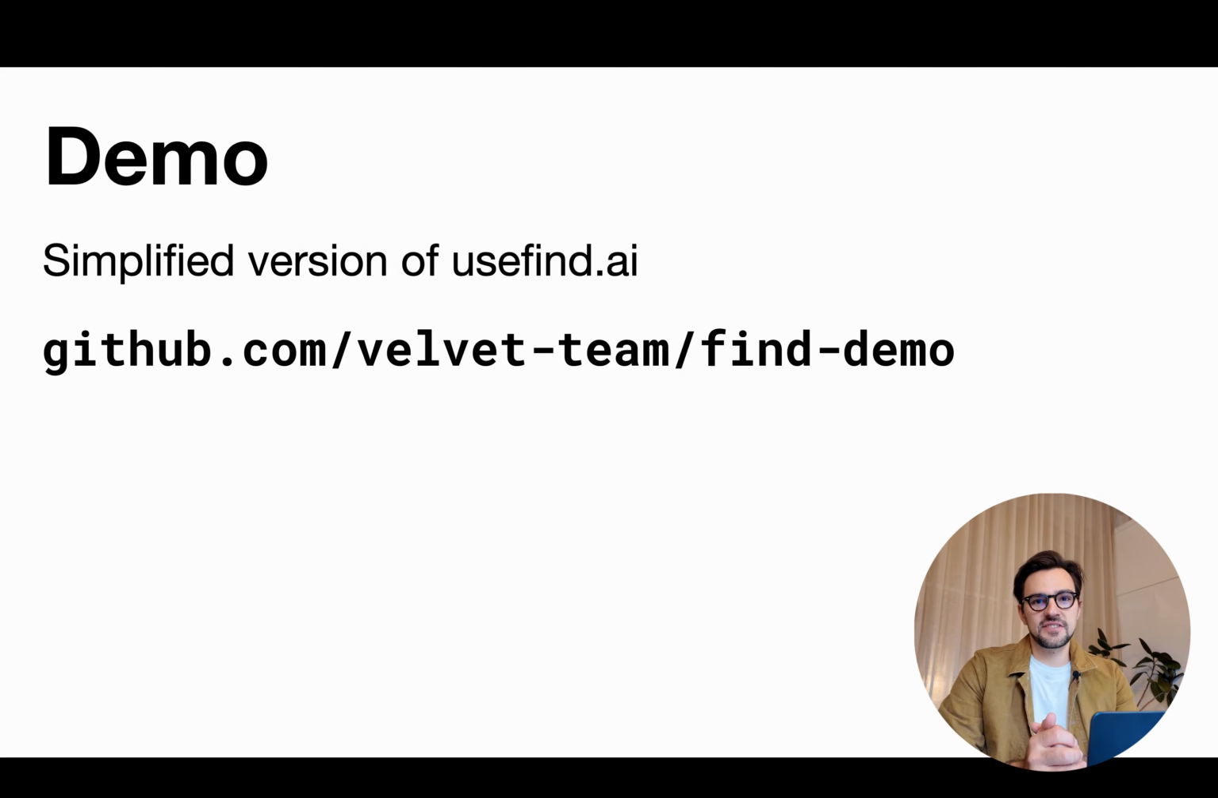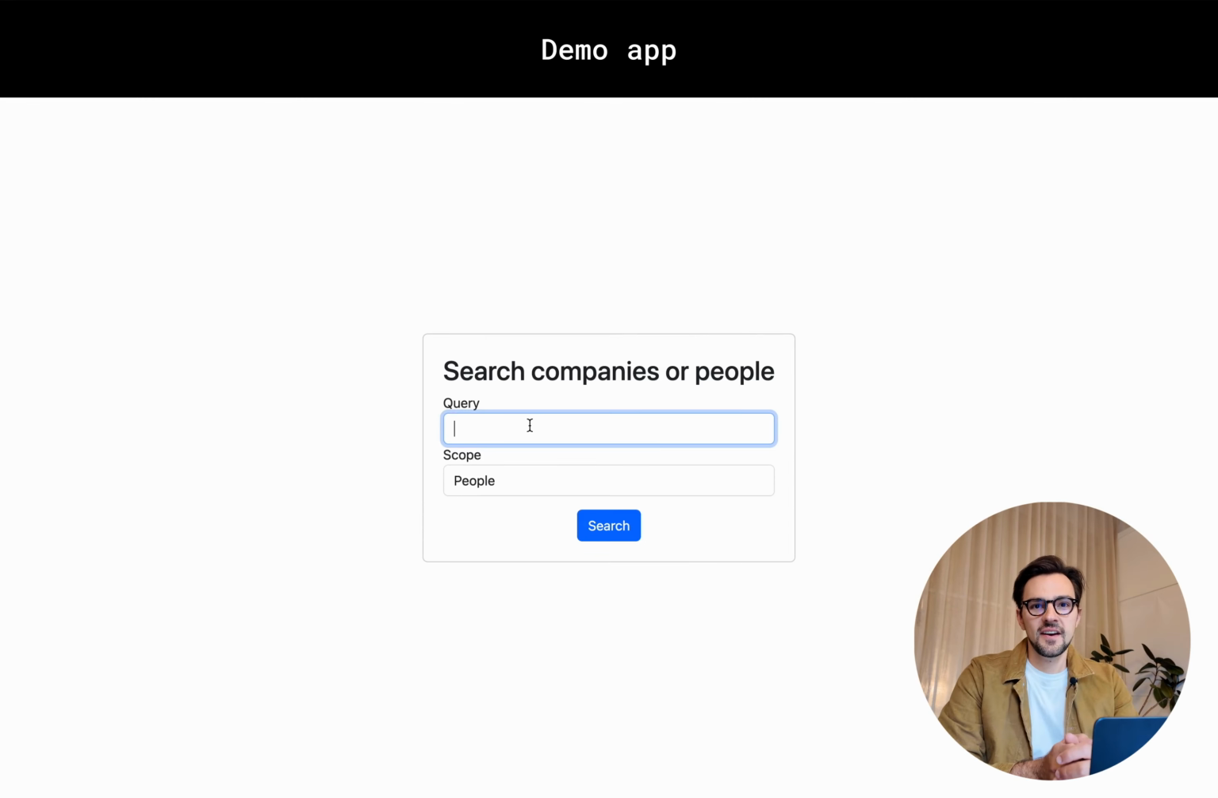So I put together a little demo of a simplified version of Find AI, and I'm going to push this to GitHub and include the link so you can follow along. So here's the application I built. It's a simple Ruby on Rails application. Find AI is built in Ruby on Rails, so it's the same stack that we use.